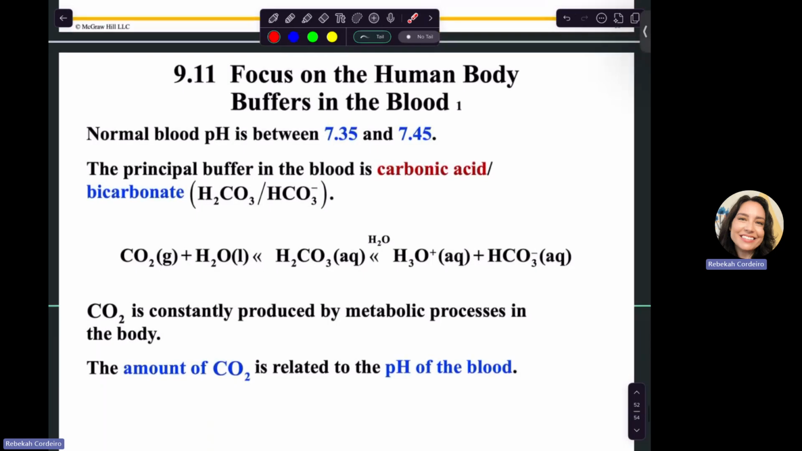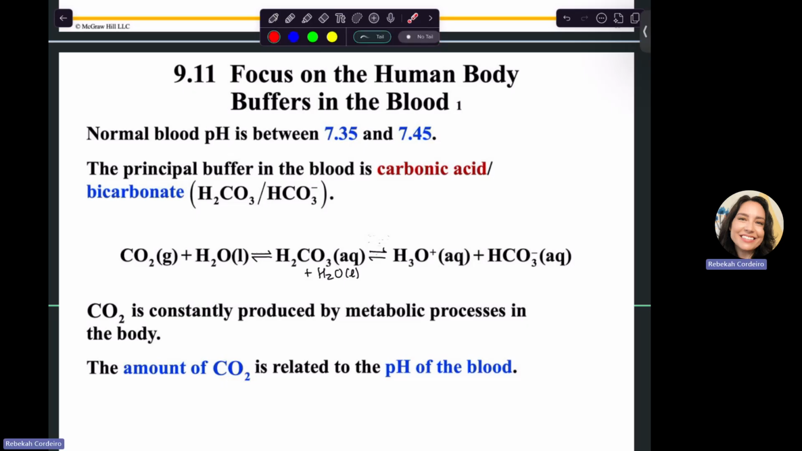The human body is probably more relevant to all of us. Normal blood pH is between 7.35 and 7.45. The principal buffer in the blood is carbonic acid. These little arrows are actually written incorrectly, so I'm going to change these. I might rewrite this whole thing for you at some point. But we go this way. This is actually adding water. It goes here.